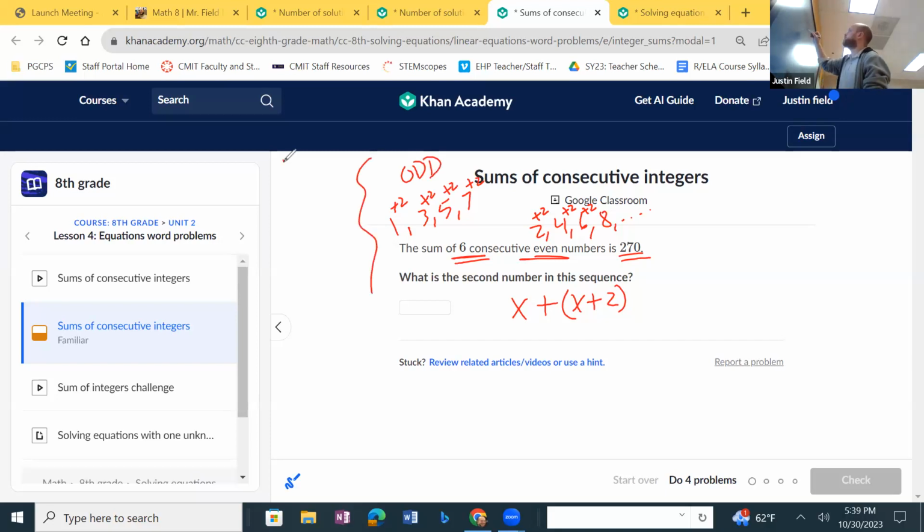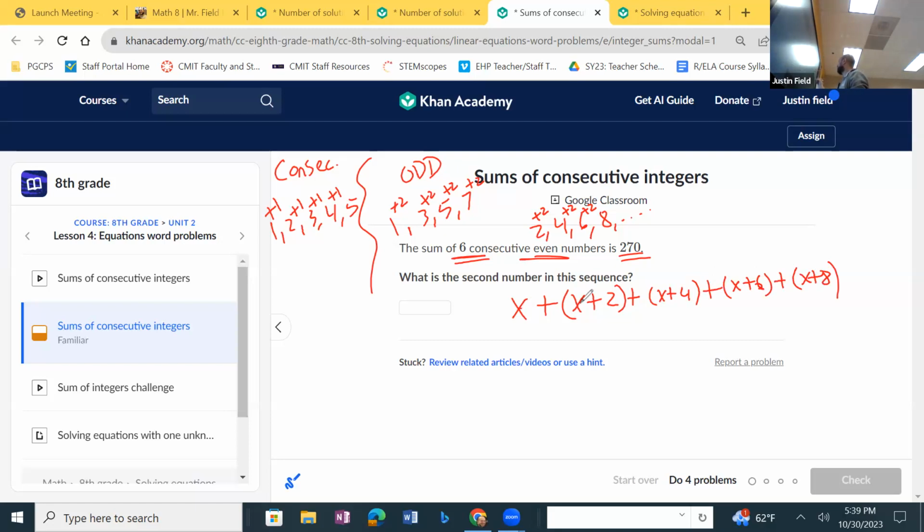If we see just plain old consecutive, like 1, 2, 3, 4, 5, it could have just asked us for consecutive numbers. In that case, we just add 1 to get to the next. That's a different problem. So this one, we're adding 6 numbers together. So watch this. There's my third number. There's my fourth number. How many numbers I got? 1, 2, 3, 4, 5. And now I gotta add.